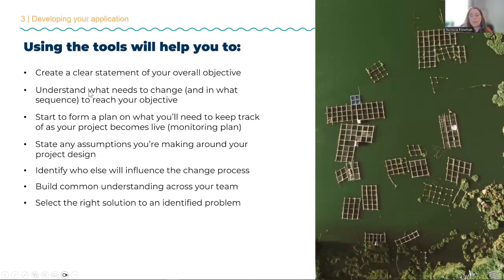It's also a good opportunity to work out what assumptions you're making around your project design, identifying who else is going to influence that change process, and build that common understanding across your team of what you're hoping to achieve with your project and who is doing what, where are the roles and responsibilities within the team. And most of all, we hope that these tools will help you to select the right solution to the problem that you have identified.